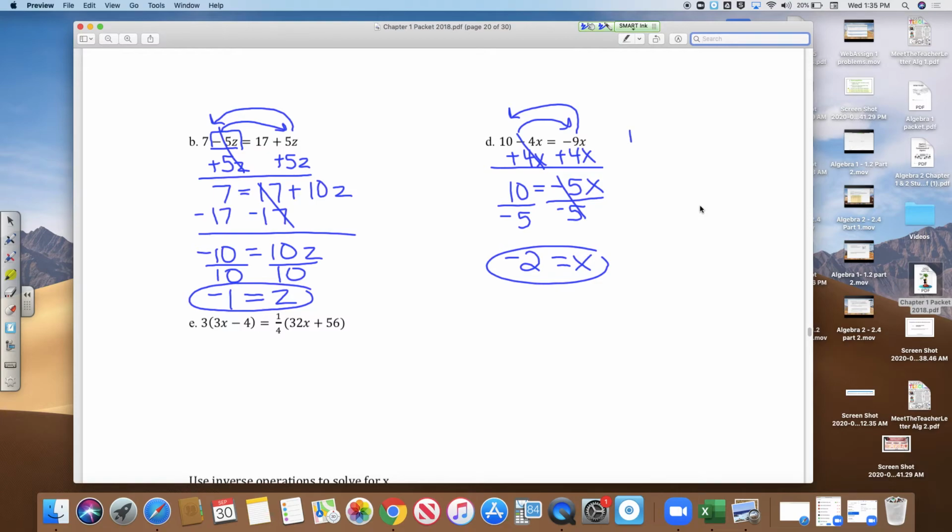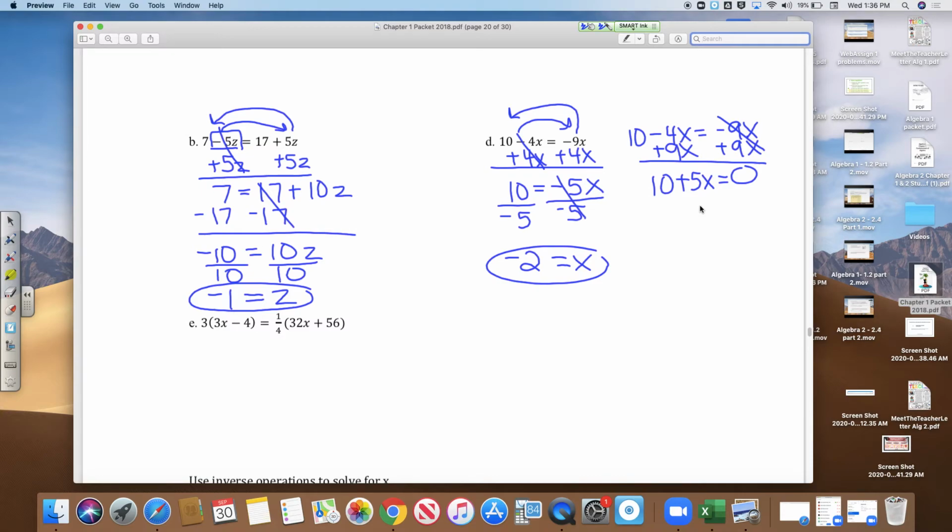If I rewrite this problem again, 10 minus 4x equals negative 9x, there's also another way we can solve this. If you would like to solve it differently, you could also get rid of the negative 9x by adding 9x to both sides. There's always two ways to solve these types of problems. When I do that, we're going to get 10, and negative 4x plus 9x is a positive 5x. And on the right-hand side, negative 9x plus 9x just equals 0.